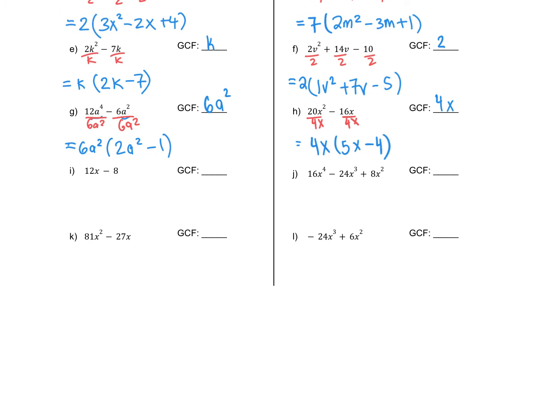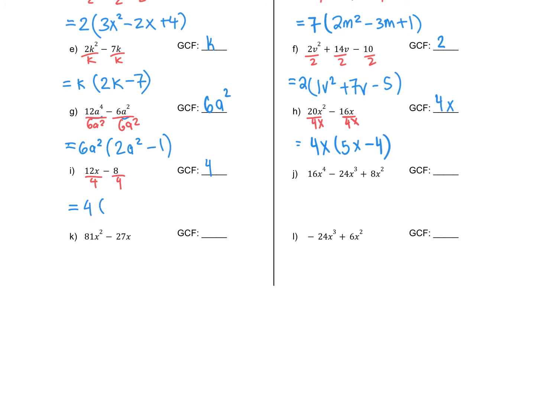Okay, for I, again, pause the video, try it out, then come back to check your work. 12 and 8 are both divisible by 4, and that's it. They do not have a common variable because the first one has an x, but the second one does not.